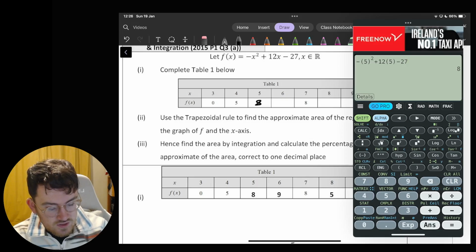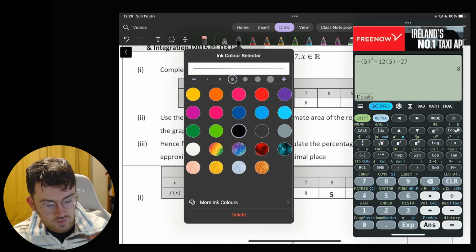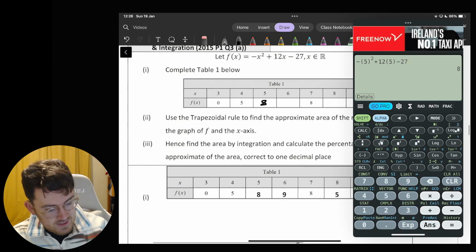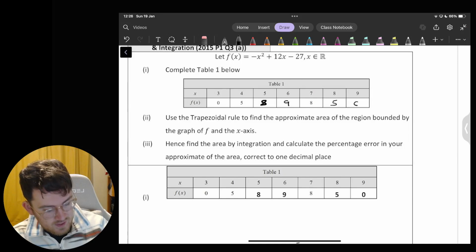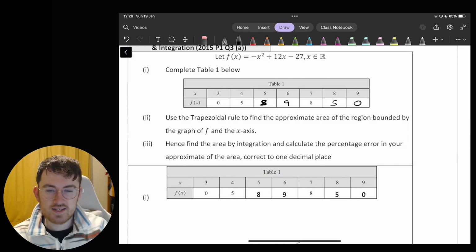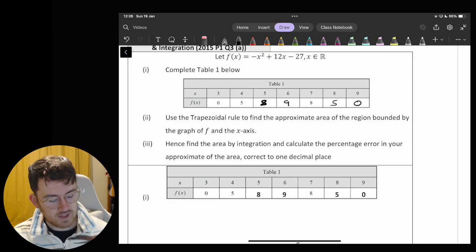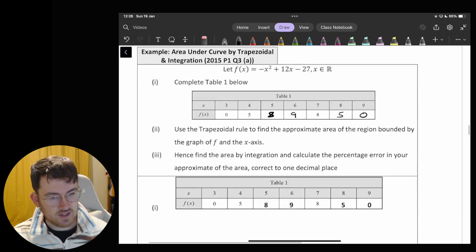I can do the same thing for all of the other numbers that I have here. So 9, this one's going to end up being 5, and this one's going to end up being 0. So we have a nice curve. It's a quadratic curve, peaking at 6, and then going back downwards in a symmetrical way. Obviously we have our answer below here anyway.